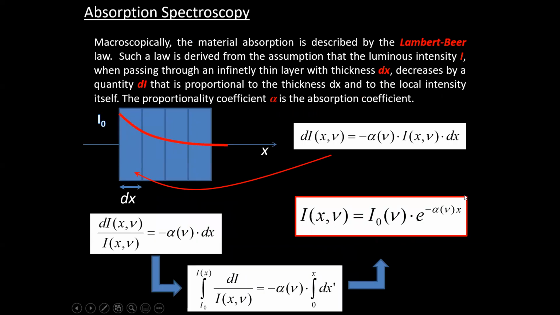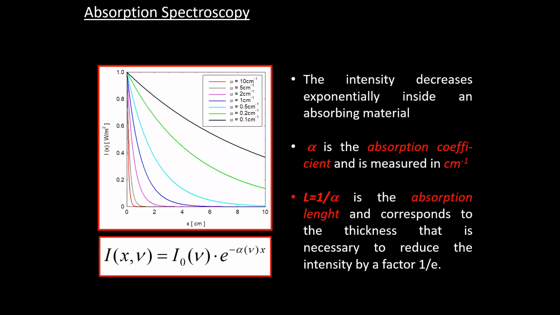Then we have introduced this alpha coefficient, and we discussed the dependency of the intensity of a beam that is absorbed in a medium. And we have introduced this absorption length, that is the inverse of the absorption coefficient. This is the length that the light should propagate inside an absorbing medium before decreasing its intensity by a factor 1/e, where e is 2.71.